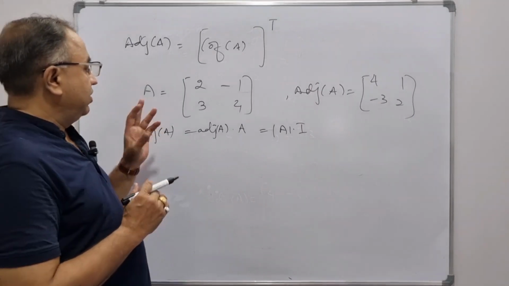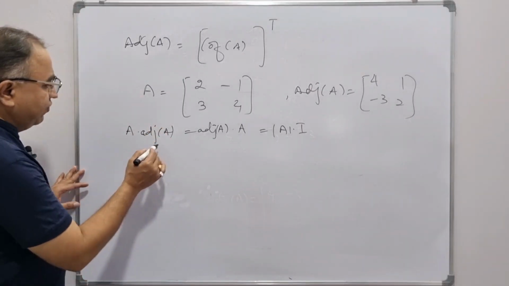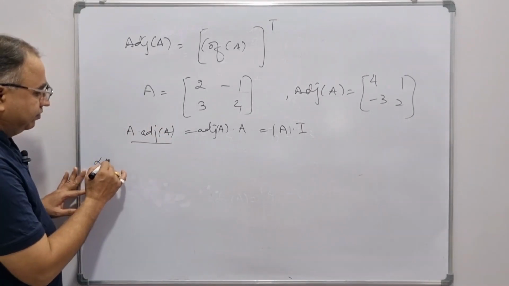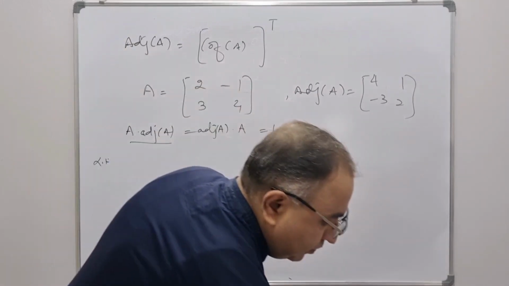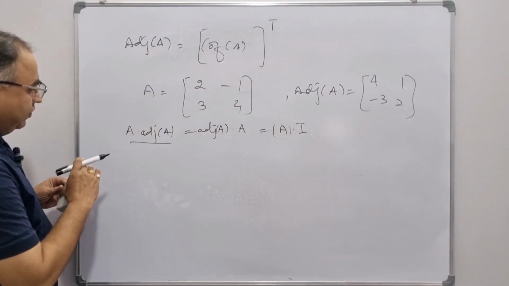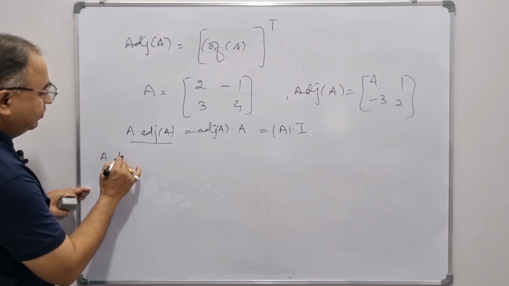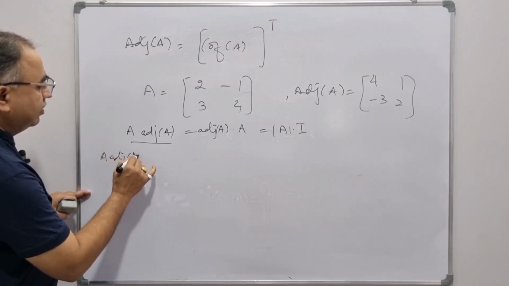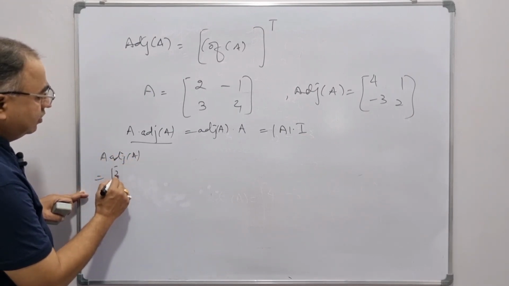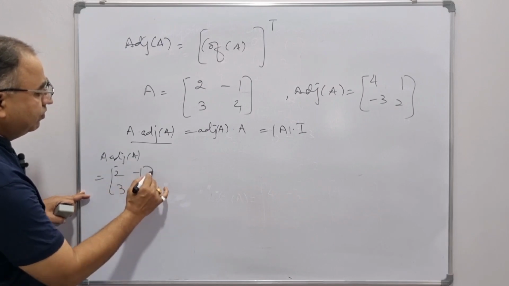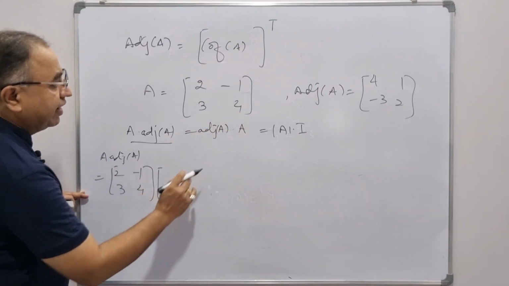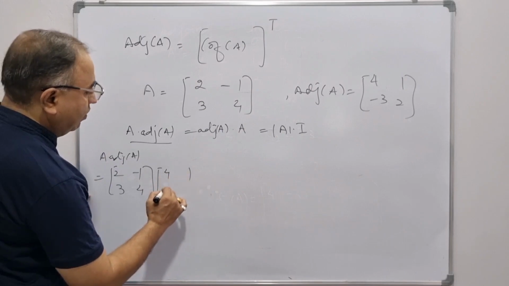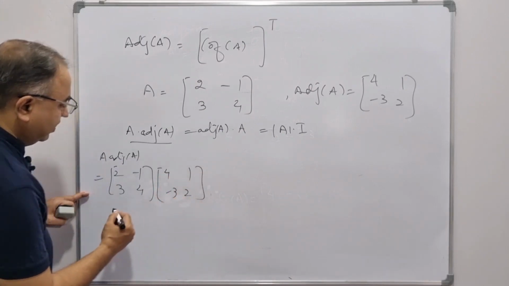So here let's try it now. First find out A into adjoint of A. First part. So what is matrix A here? 2, minus 1, 3, 4. This is matrix A multiplied by its adjoint: 4, 1, minus 3, 2. Let's see what the product is.